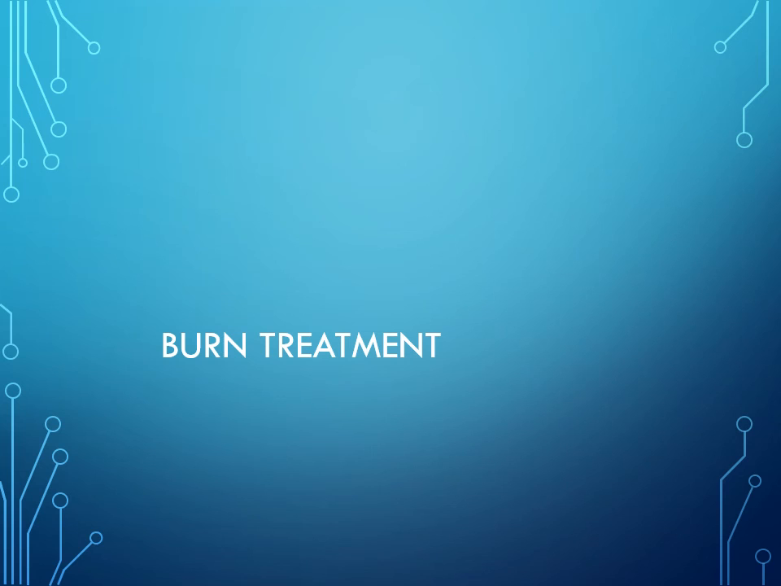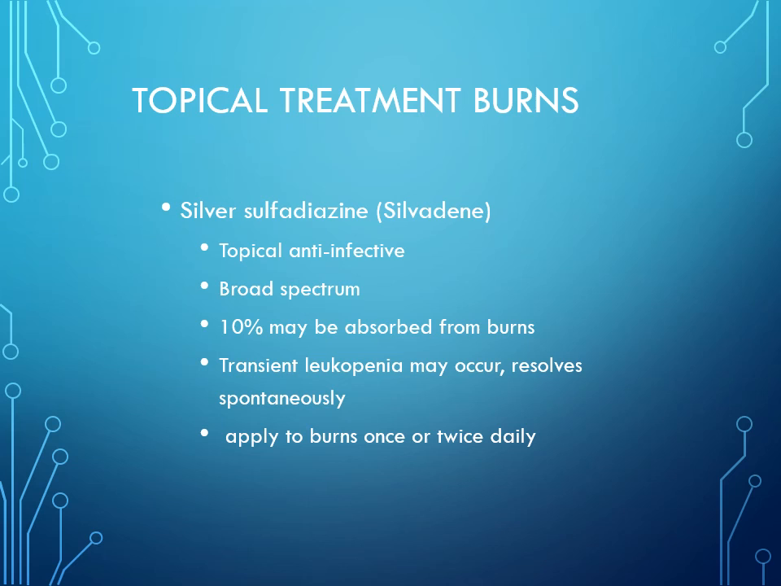Lastly, we have treatment of burns. Silver sulfadiazine, which is Silvadene cream, is generally used to treat burns that are more than just first degree. When there's actual damage to the skin, such as in second and third degree burns, you'll need a topical anti-infective, Silvadene. It's broad spectrum. 10% may be absorbed through the skin, and there can be a transient leukopenia that can occur, which generally resolves spontaneously. And this Silvadene is applied to burns once or twice a day.